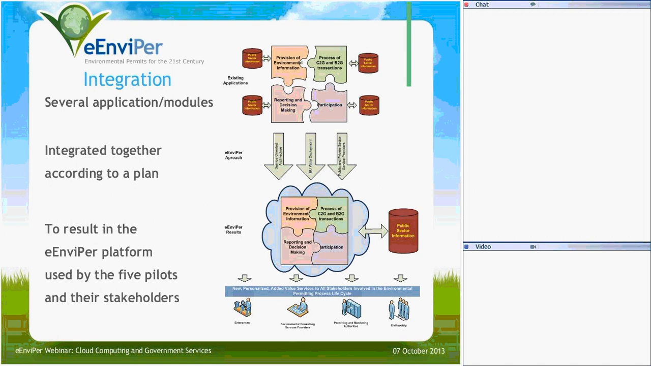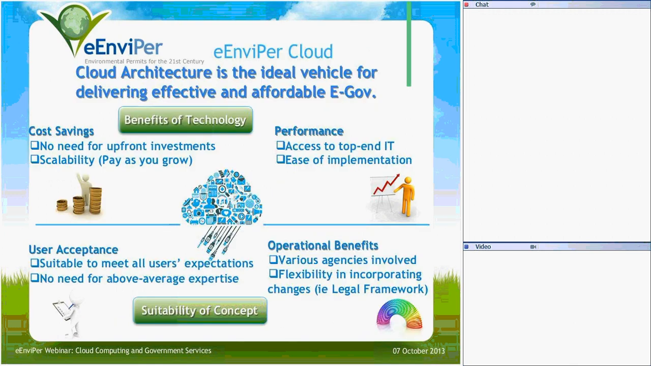It is hosted in one of our premises, and all the pilots and all the users of the system are able to use different modes using the cloud computing capabilities. So that's eEnviPer. The architecture is the ideal vehicle for our solutions. First of all, we provide cost savings to government agencies. There's no upfront investment. It's scalable. You pay as you grow or decrease your payments. The performance is at the top because you're using high-end technology, and the implementation is very easy.